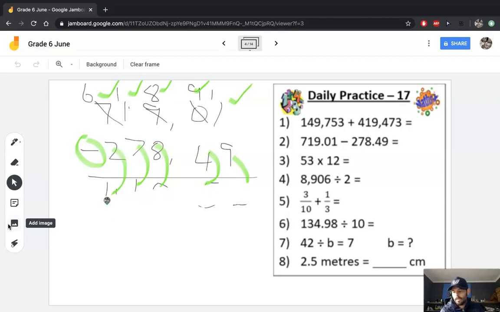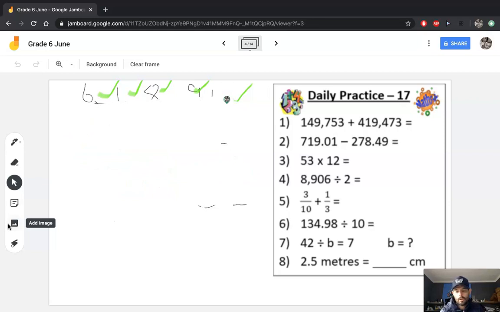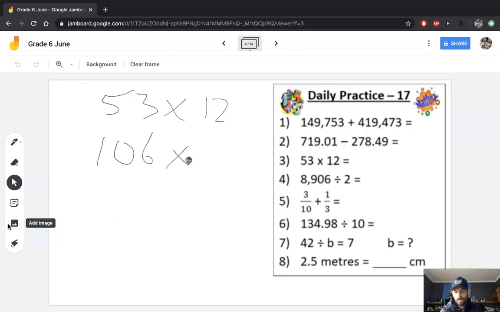Question number 3 starts off as long multiplication. What I'm going to do is use a double and half method. So I'm going to double 53 to 106 and half 12 to 6. I'm going to double 106 to 212 and then half 6 to 3.